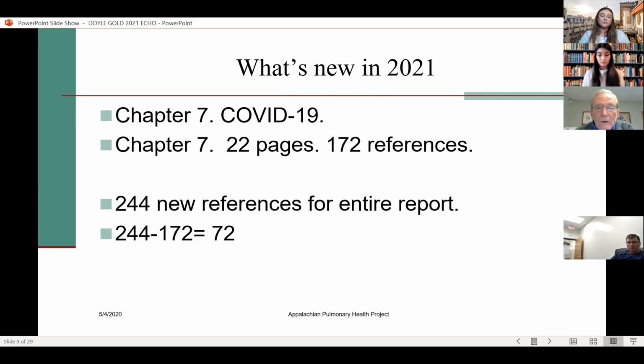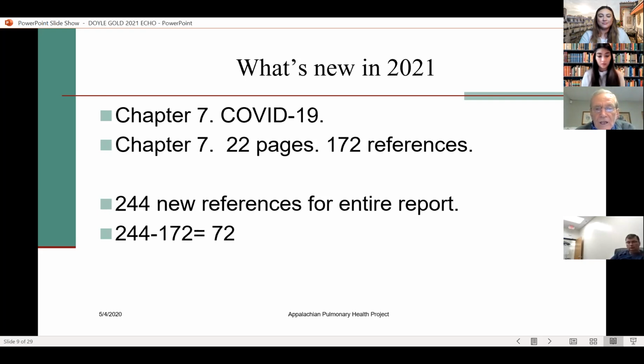So what's new in 2021? Well, the big thing that's new is they did a whole new chapter related to COVID-19, and we'll come back to that. That chapter has 22 pages and 172 references. And as you all know, there's been an explosion of literature and publication about COVID-19 over the past year. If you haven't taken advantage of it, West Virginia Echo has a weekly COVID-19 echo session, which has been a great source of information for people all year. The COVID-19 chapter 7, I said, has 172 references.